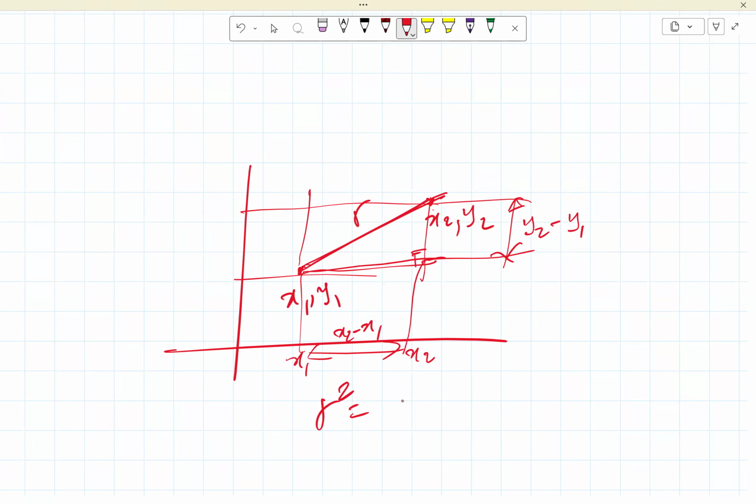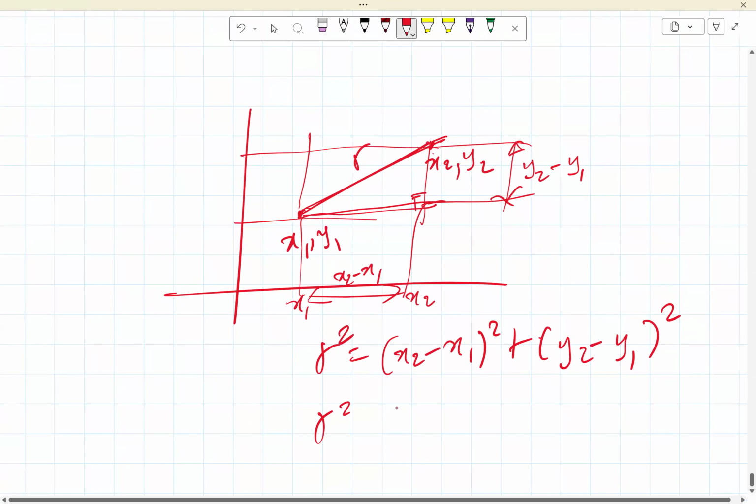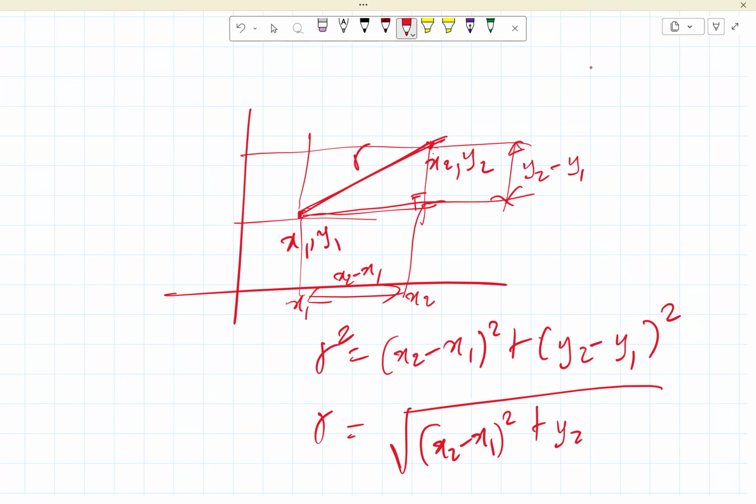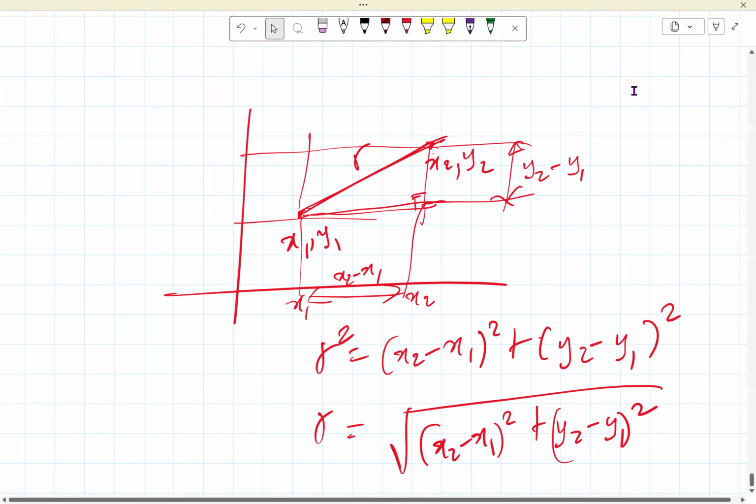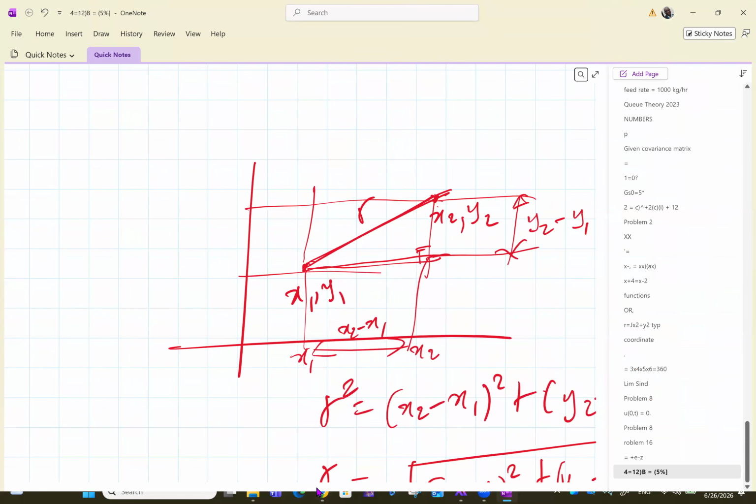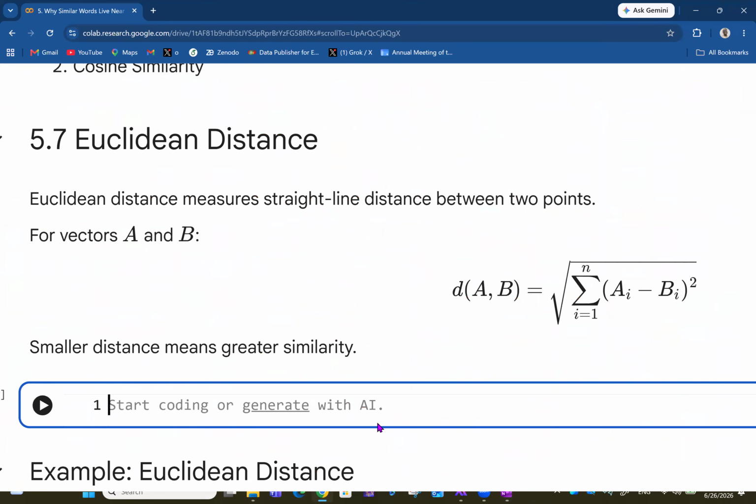So r squared is (x2 minus x1) squared plus (y2 minus y1) squared. That's the Euclidean distance right there. So r itself is just the square root of that: the square root of (x2 minus x1) squared plus (y2 minus y1) squared. That's the idea of Euclidean distance. When we come back here, we take the summation of all those squared differences, so the distance between A and B is the square root of the sum of (Ai minus Bi) squared.